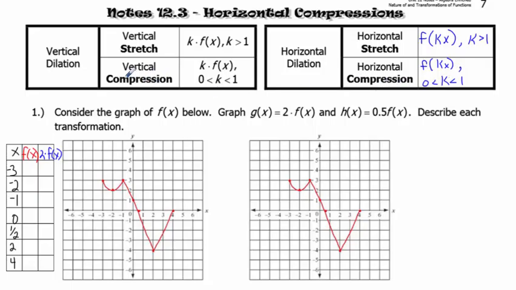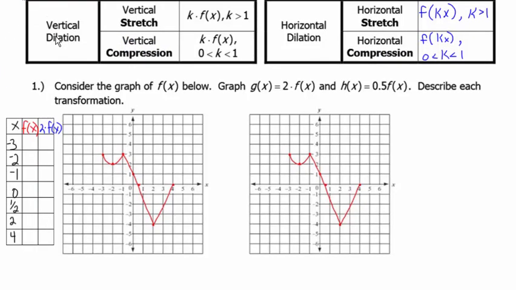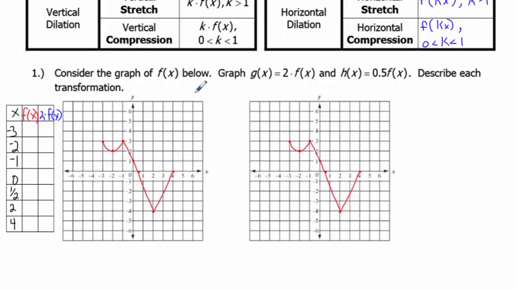So let's look at number 1 right here. It says consider the graph of f of x below. And then it says to graph two things. On the left, we're going to graph g of x. We're going to multiply the function by 2. And then on the right, we'll multiply by 0.5. That would be h of x. And then we'll describe each transformation.